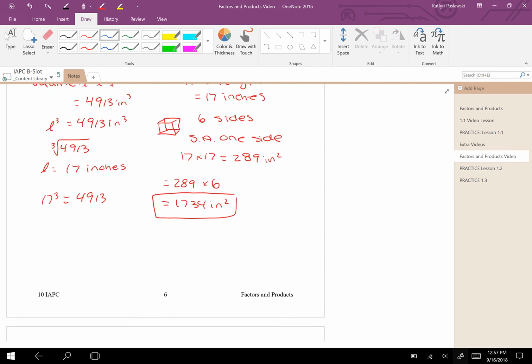The practice problems that go along with the textbook for this is page 146 of the textbook. Questions 4, 5, 7, 8, and 12.